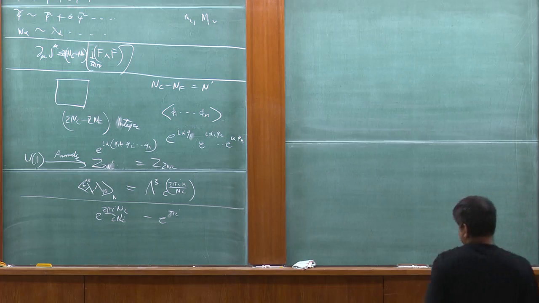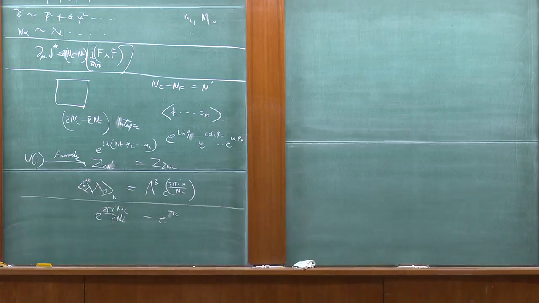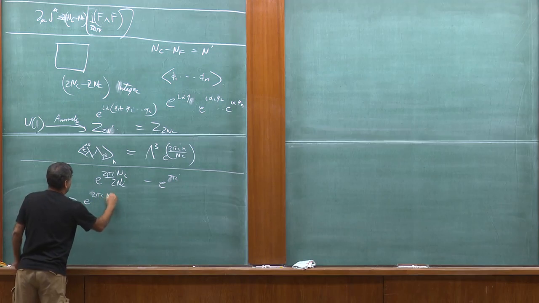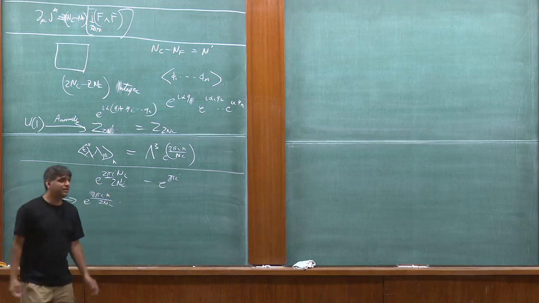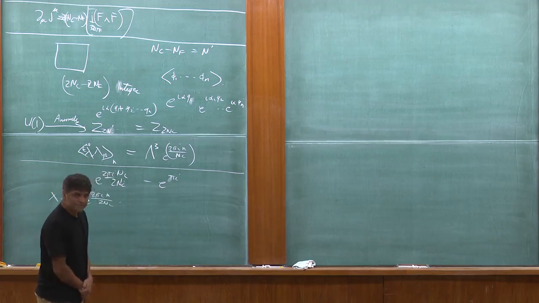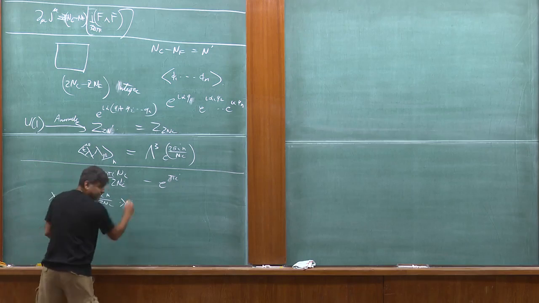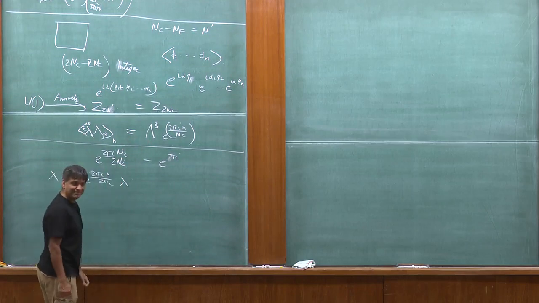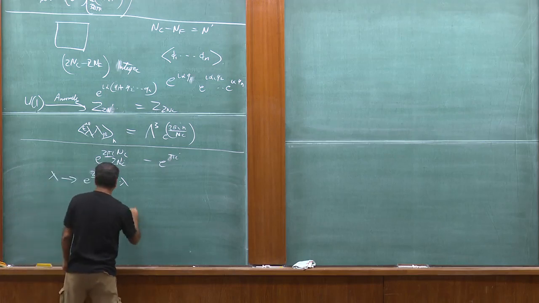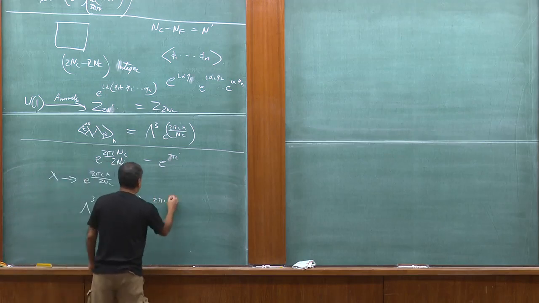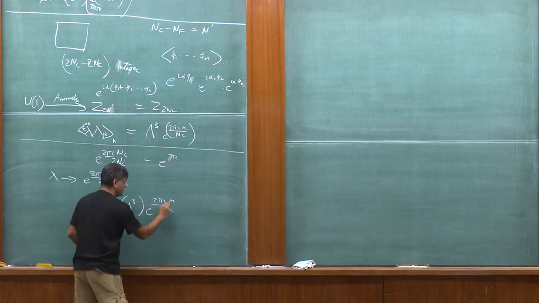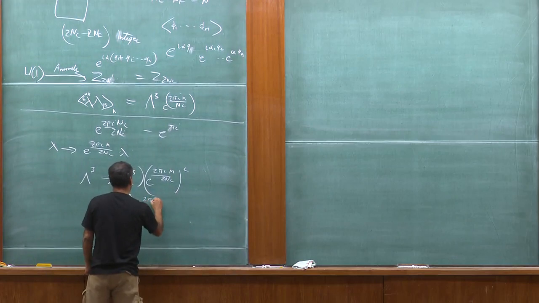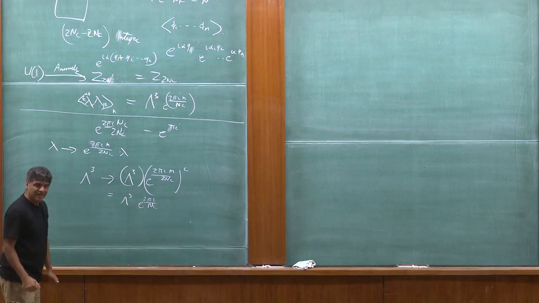Why was Z2NC broken to Z2? Let's look at this. Z2NC was the group in which lambda goes to e to the power 2 pi i m divided by 2NC, where m is any integer between 0 and 2NC minus 1. Now let's see how this acts on the condensate. We have to square it because there are two lambdas here. So lambda cubed goes to lambda cubed times e to the power 2 pi i m by 2NC squared, which is equal to lambda cubed e to the power 2 pi i m by NC.